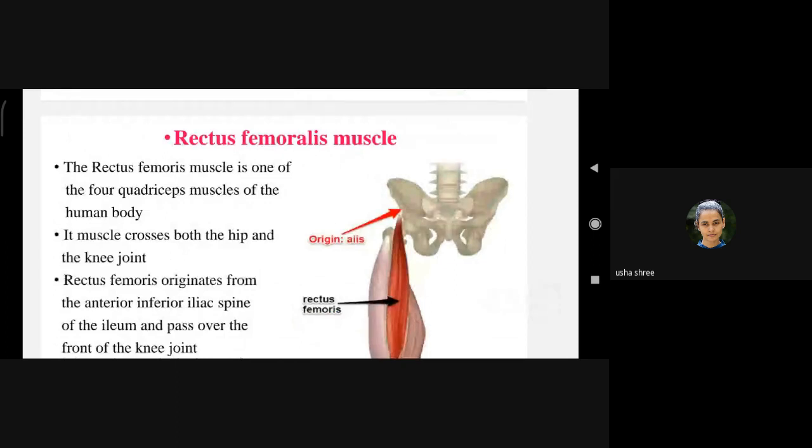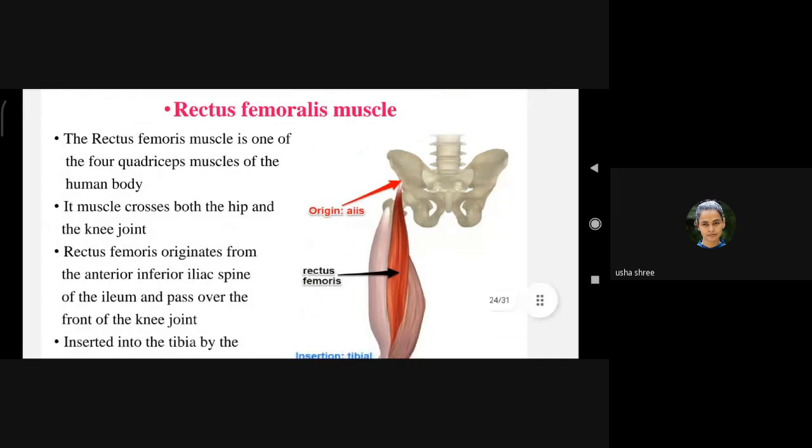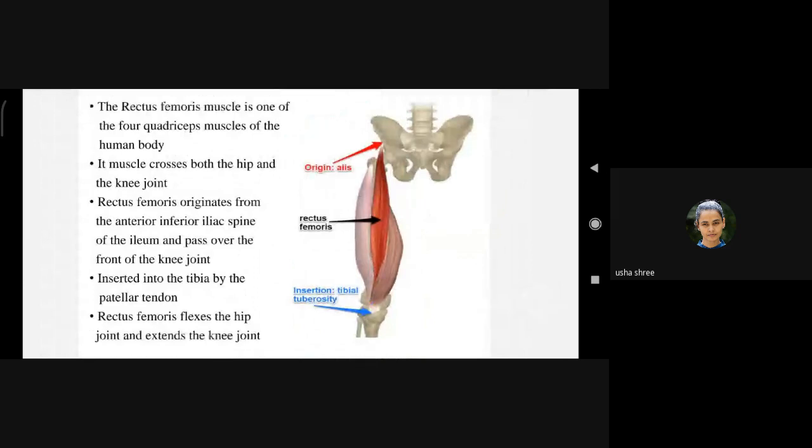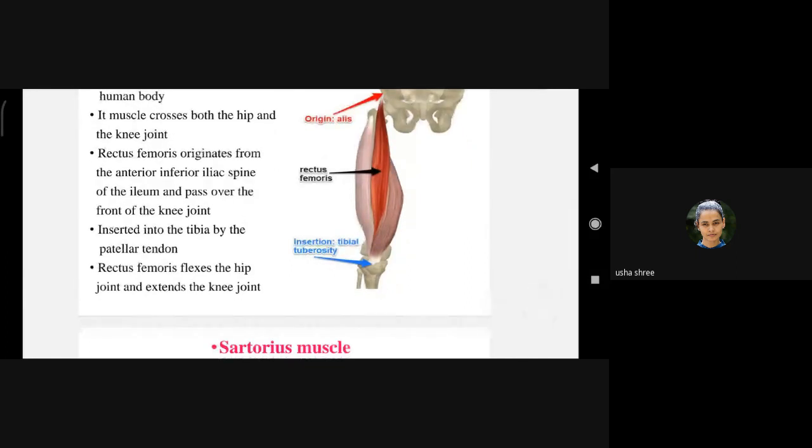Rectus femoris originates from the anterior inferior iliac spine of the ilium and passes over the front of the knee joint. You can see here in the picture from where it is originating and where it is inserting. It is inserted into the tibia by the patellar tendon. Then rectus femoris flexes the hip joint and extends the knee joint.